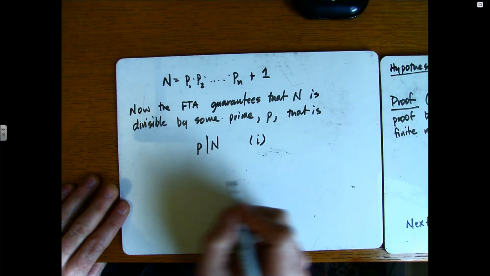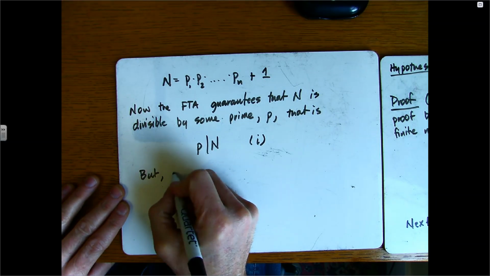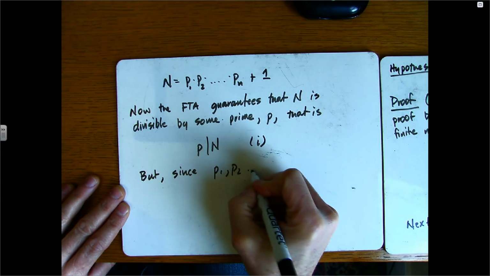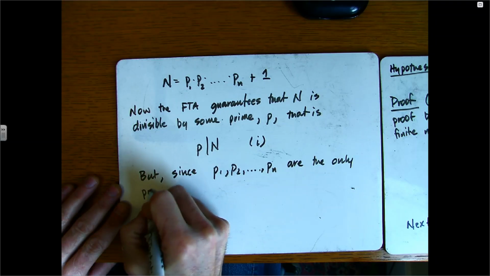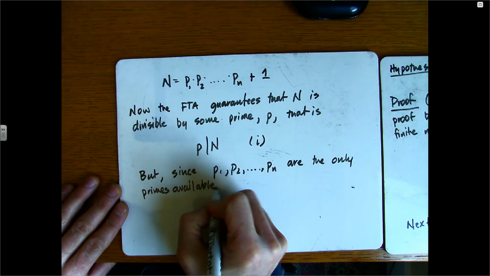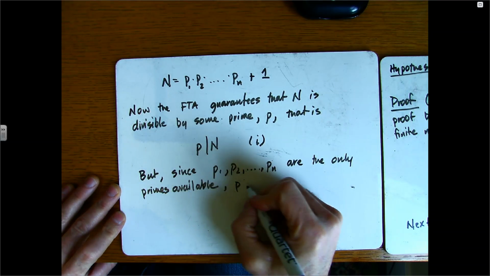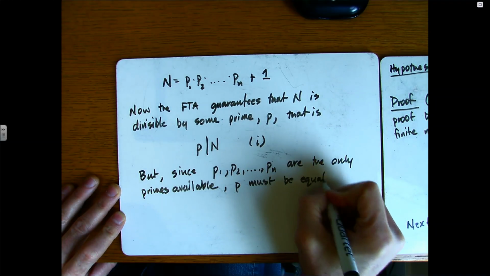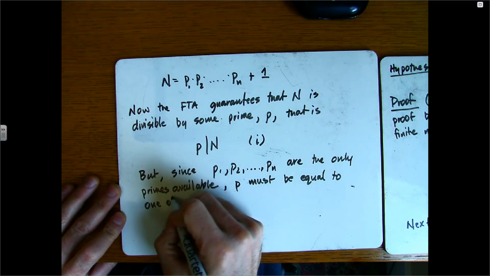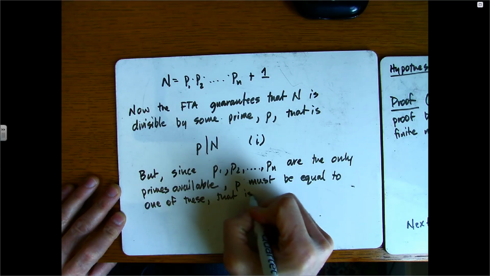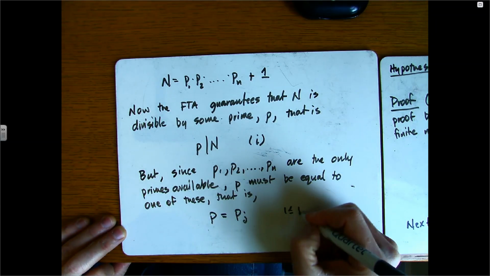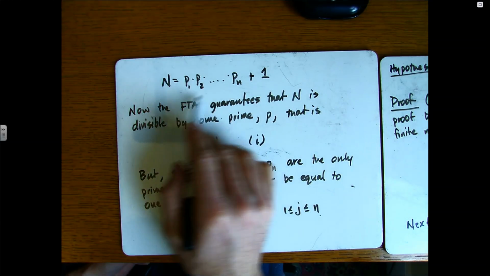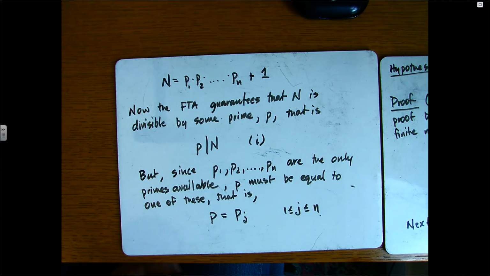But here's where we're going to try to get a contradiction, and perhaps you see it already, but since p1, p2, up to and including pn are the only primes available, what can we conclude? P must be equal to one of these. That is, P must be equal to some pj where 1 is less than or equal to j, or equal to n. So j is one of these indices, 1 through n up here, and that prime has to be taken from this list of available primes. So far, so good.